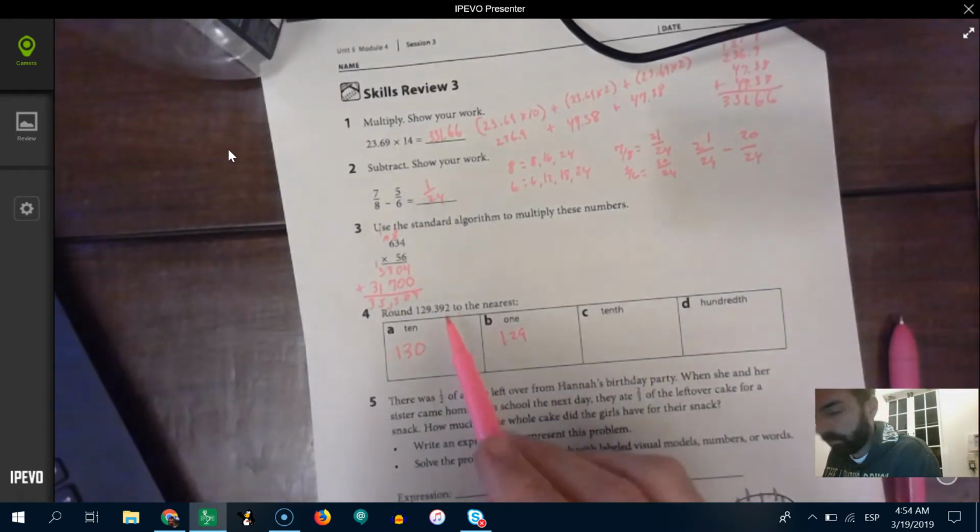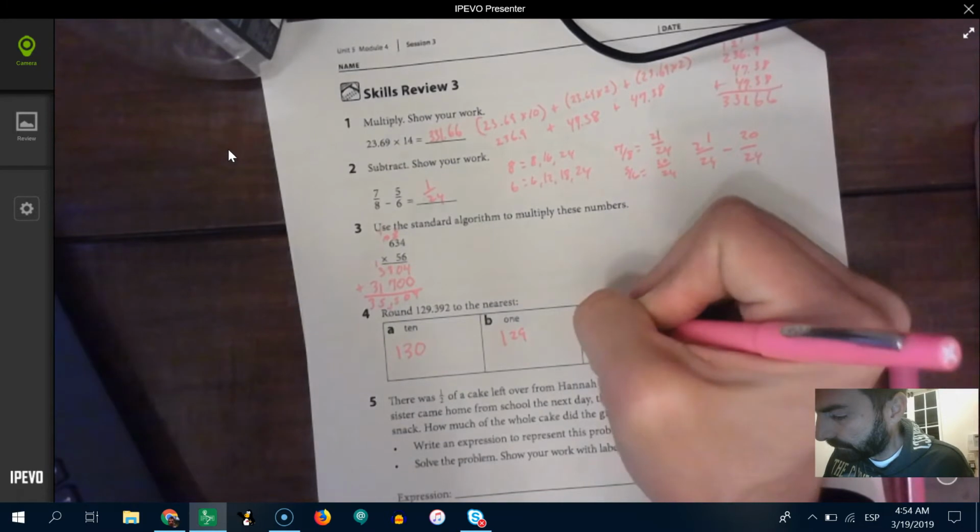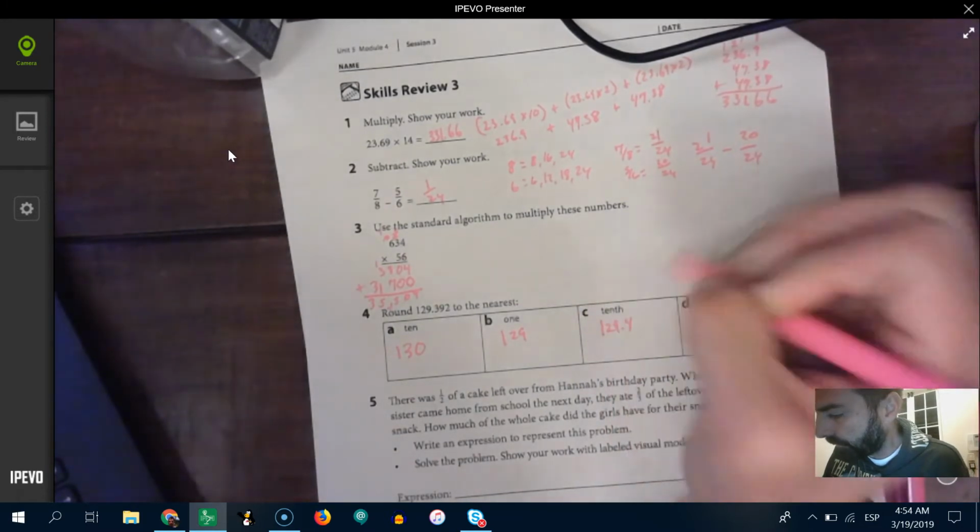Let's look at the 10th. So my 10th is the 3. So my nearest tenths are either going to be 0.3 or 0.4. If I look right next to that, that 9 tells me I'm really close to 4. So it's going to be 129.4.